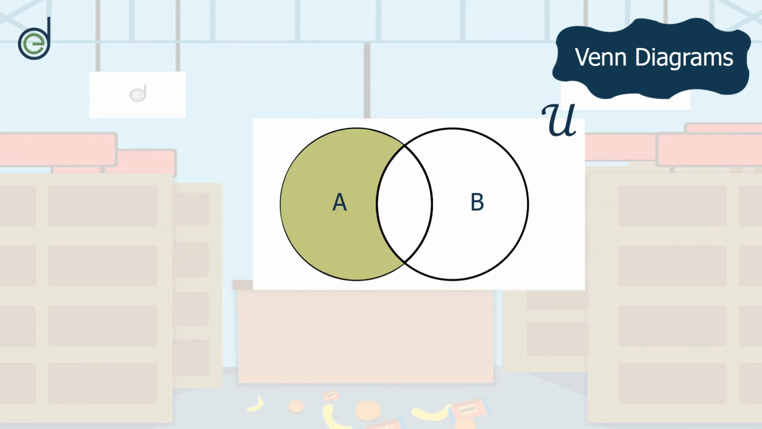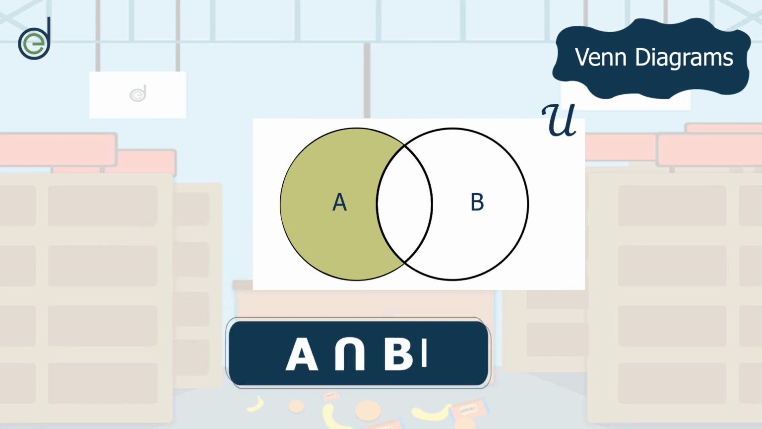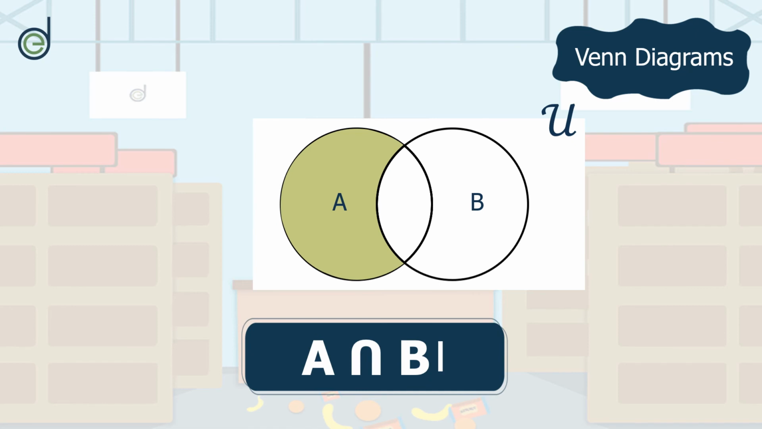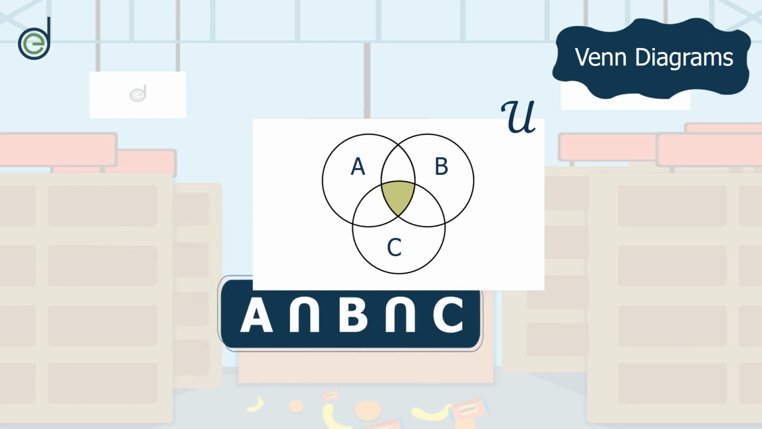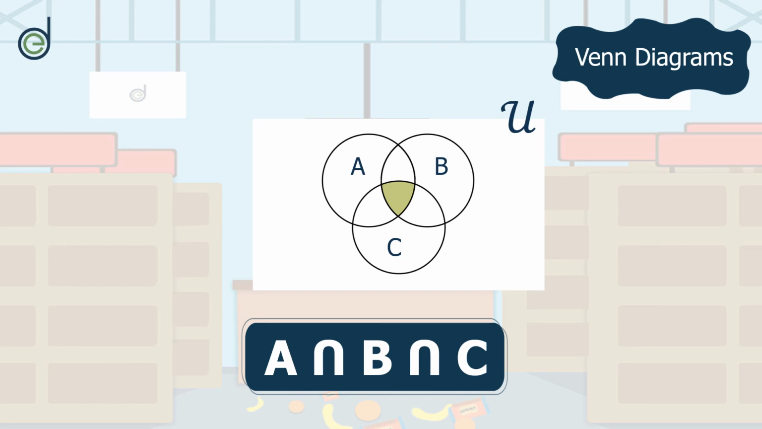Let us now look at more examples of Venn diagrams. The shaded portion can be represented as A, intersection, B, complement. That is, the set of elements in A, but not in B. The shaded portion can be represented as A, intersection, B, intersection, C. That is, the set of elements that are only common to A, B, and C.